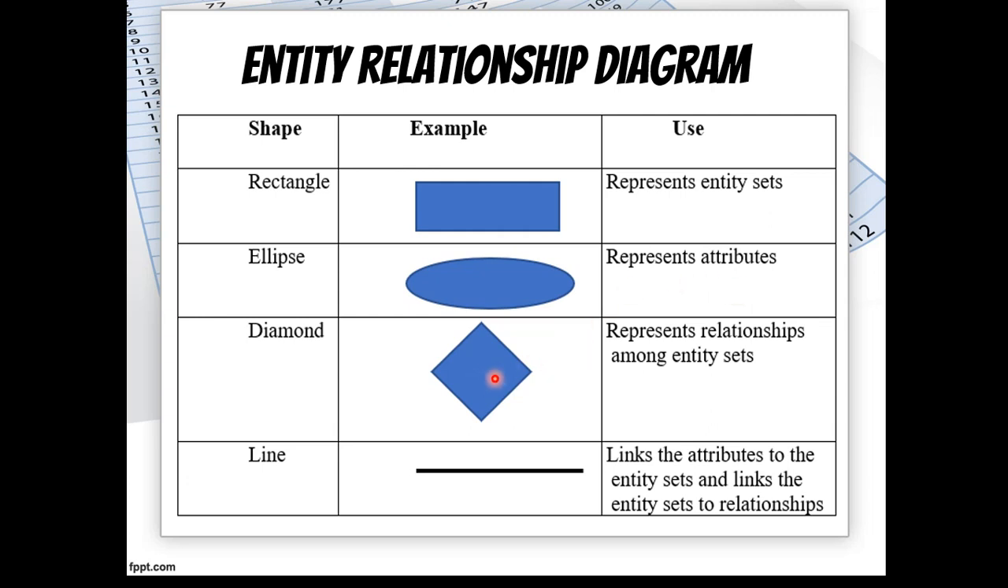And we have also the diamond represents relationship among entity sets. Pag sinabing entity, the table name. Okay, the table name itself. So, pag may relationship ang isang table papunta sa kabilang table, then we are going to use this shape which is the diamond. Then we have also the line which links the attributes to the entity sets and links the entity sets to relationship. Alam niyo naman na siguro ang purpose ng lines. Okay, it is used to link one shape to another.